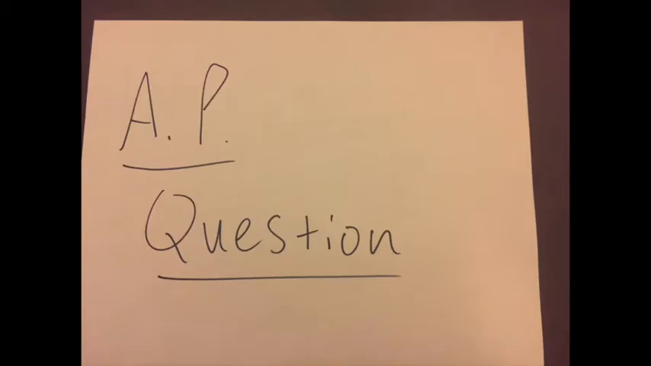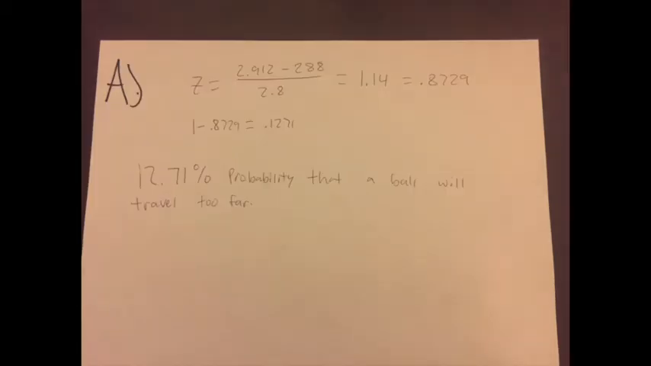AP question. Part A. If the manufacturer sets the mean distance traveled to be equal to 208 yards, what is the probability that a ball that is randomly selected for testing will travel too far? So you take the z-score, and all of those are given to you, and that is equal to 1.14, which you go into the table and find out that is equal to 0.8729. So then you take 1 minus 0.8729, which is equal to 0.1271, and so there's a 12.71% probability that a ball will travel too far.